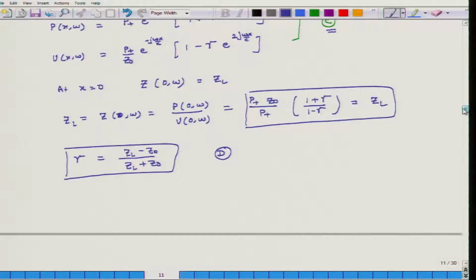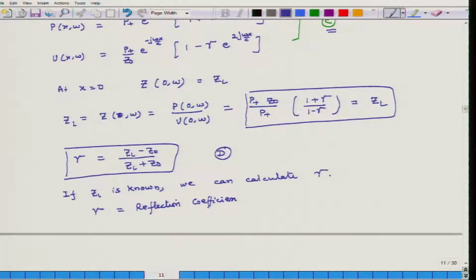So, what does that mean? What that means is that if ZL is known, we can calculate gamma. So, gamma is the reflection coefficient. Okay. And this is also a complex number because ZL is a complex number. So, gamma is the reflection coefficient, and it is the ratio of P negative and P positive. So, what this says is that if ZL is known, then we can calculate gamma, right, and in our case ZL is known. So, gamma is known.